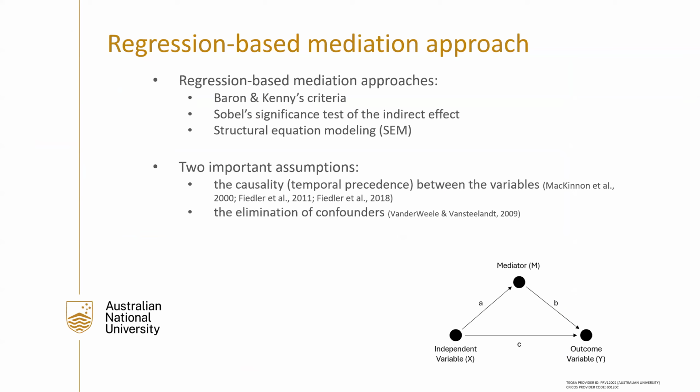First, it requires that there is evidence or theoretical argument supporting the causality or temporal precedence between the variables in these mediation models. In other words, it requires that the independent variable would have a causal effect on the mediator, and the mediator would have a causal effect on the outcome variable. And second, these approaches require that the estimation of these effects is made under the elimination of confounders. In other words, there are no other variables affecting any two of these three variables in these studies.